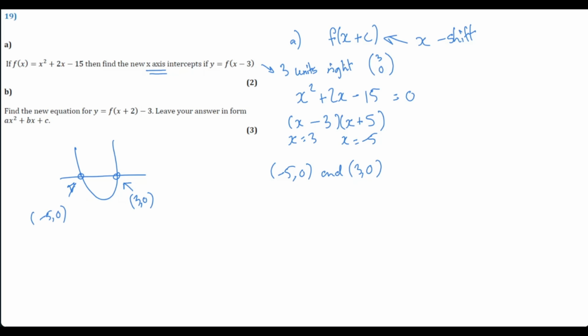Our new intercepts are now shifting 3 units to the right. So if I transform this using 3, 0, this would be negative 2, 0, and 6, 0.